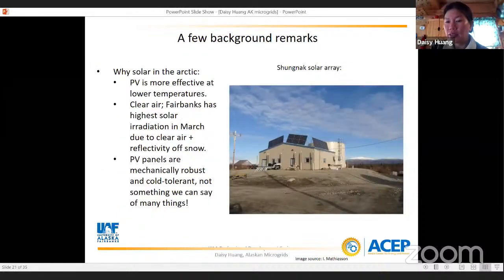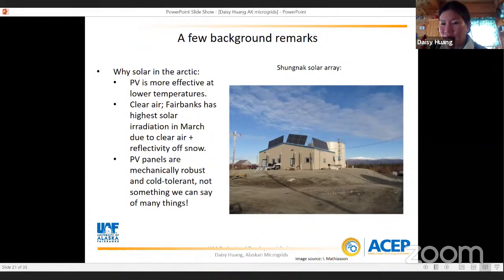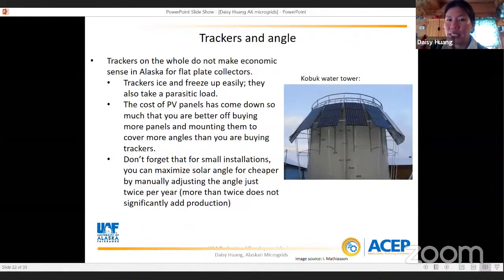Okay, and solar actually is really good for the Arctic for other reasons. There are no moving parts, which tend to fail, especially in the cold. They tend to ice up. They last for a long time. PV is also more effective at lower temperatures, just as a consequence of the physics. Any of you who are electrical engineers will know that resistance goes down in the cold. So PV capitalizes on that. We also have really clear air. Fairbanks' strongest solar resource is not even in June, it's in March. That's because our air is so clear then, there's no dust, there's no dirt, and we also get reflectivity off the snow. And PV panels are really robust. So far, of all the rural installations, the number one failure mode of a PV panel is feral children firing BB guns at them. They have not failed by any other means.